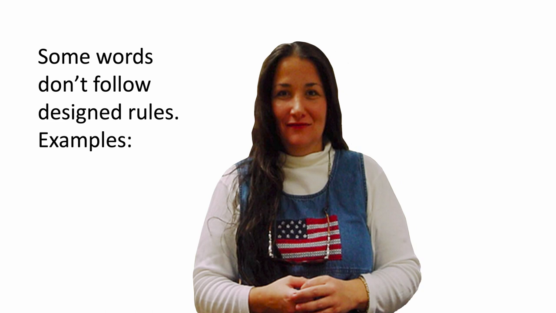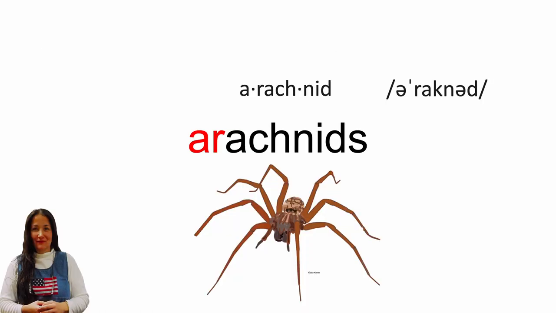Some words don't follow these rules. Examples. Arachnid. Arachnids are spiders, harvestmen, mites, and ticks. Arachnids have eight legs and, unlike insects, they don't have antennae.